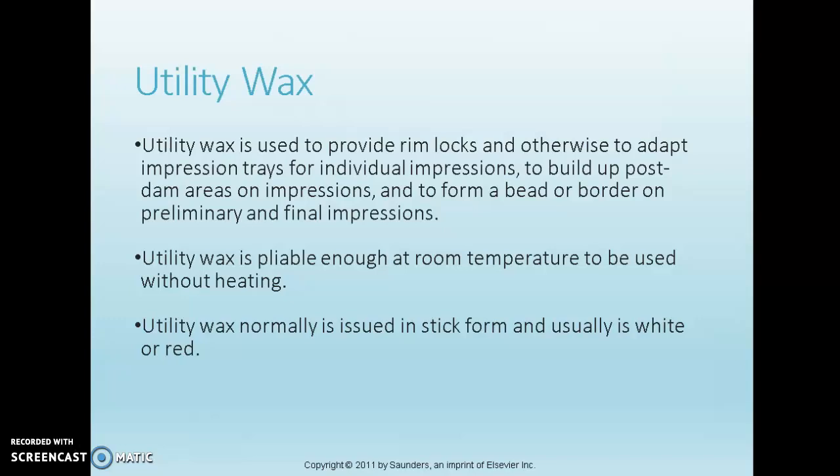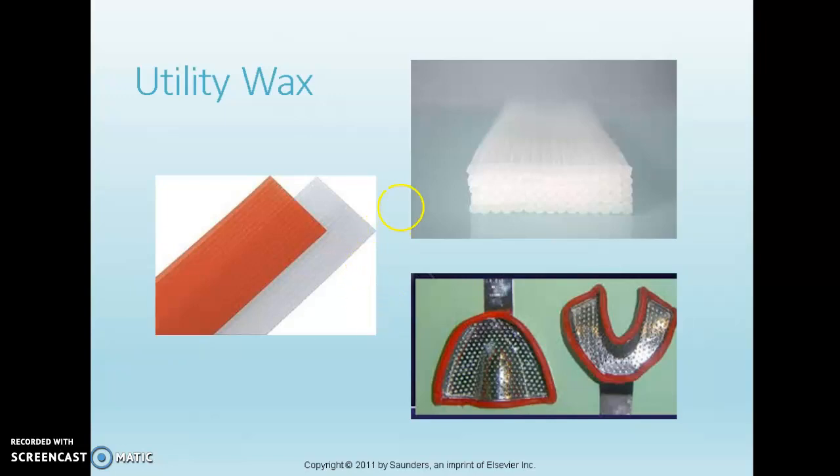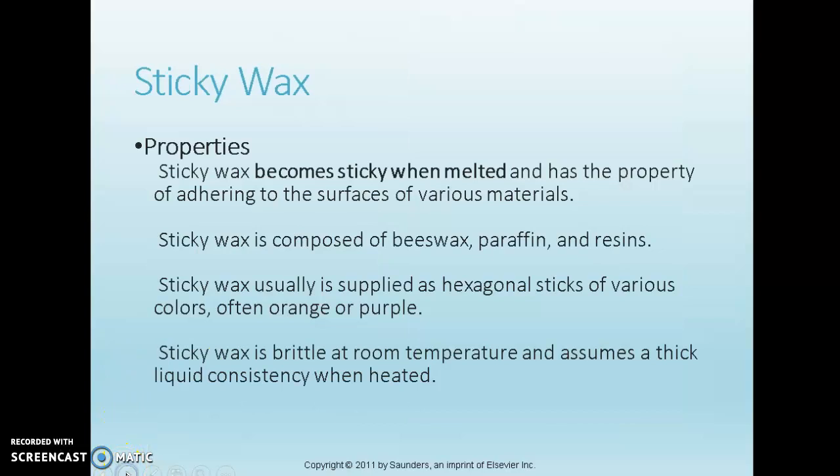Utility wax normally is issued in stick form and is usually white or red. This wax can also be used for ortho to protect the soft tissue when a bracket or an arch wire is poking. Here's what utility wax looks like. It comes in those little strips. Remember how you peeled it from each other in the box and then adapted it to the impression trays. So that is utility wax.